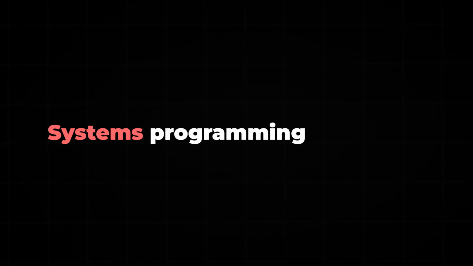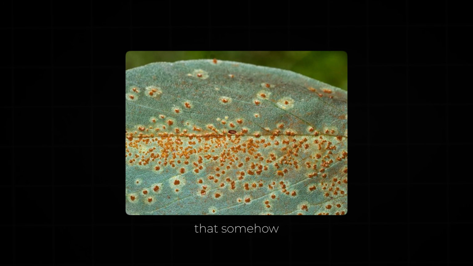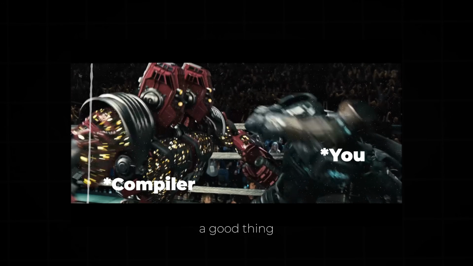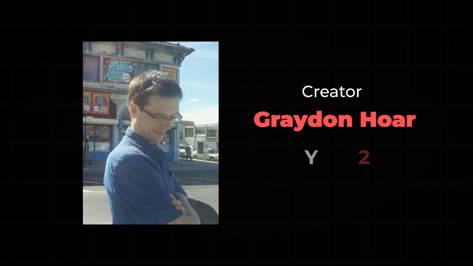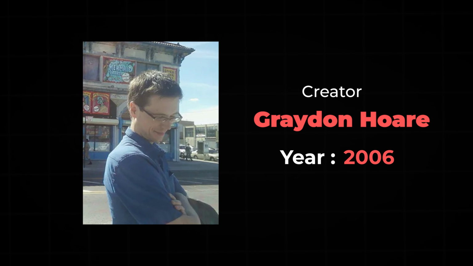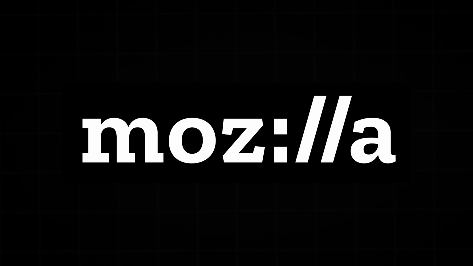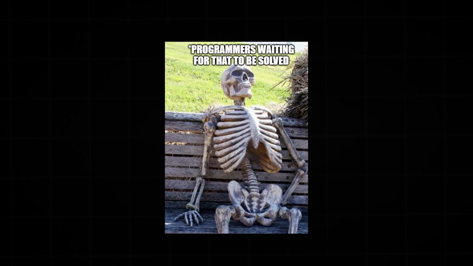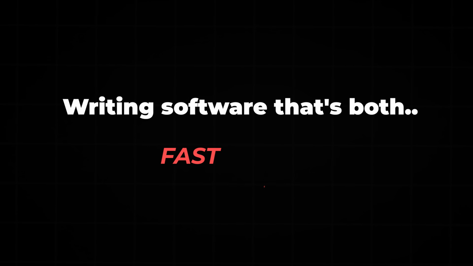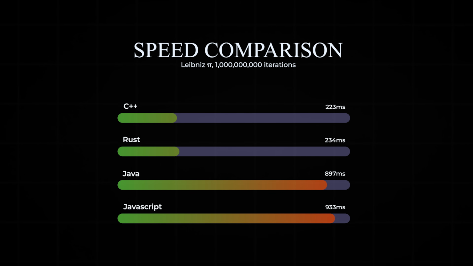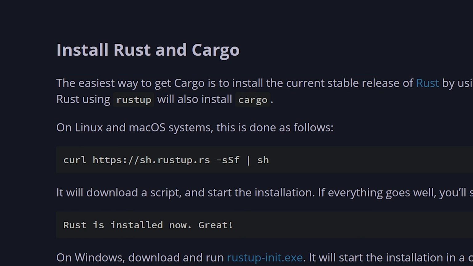Rust, a systems programming language named after a fungus that somehow made fighting the compiler a good thing. Created by Graydon Hoare in 2006 as a side project and later developed with support from Mozilla, Rust was built to solve one of programming's oldest problems: writing software that's both fast and safe while still delivering C++ level performance without a garbage collector. To get started, just copy and run this command if you are on Mac or Linux.